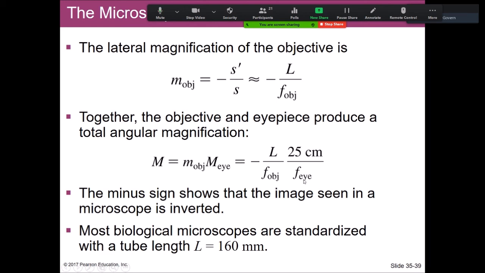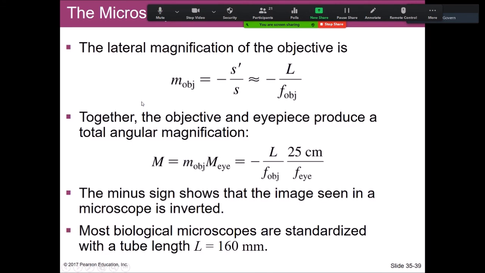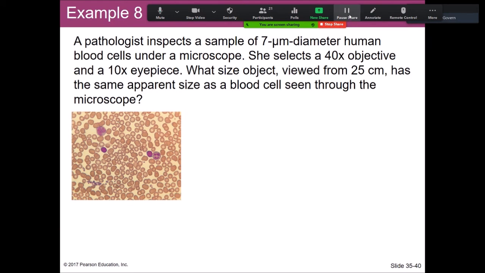Your object is placed effectively right on the focal length of the eyepiece, and then the image is set so that we're at the near point of the eye. A lot of lengths are established for microscopes; they have standardized lengths. So we can see that you can create the kind of magnification you want by simply adjusting the focal length of the eyepiece and the objective, which you saw back here. You can swap out different objectives and eyepieces, and that basically determines what it's going to look like. So let's do an example of that.